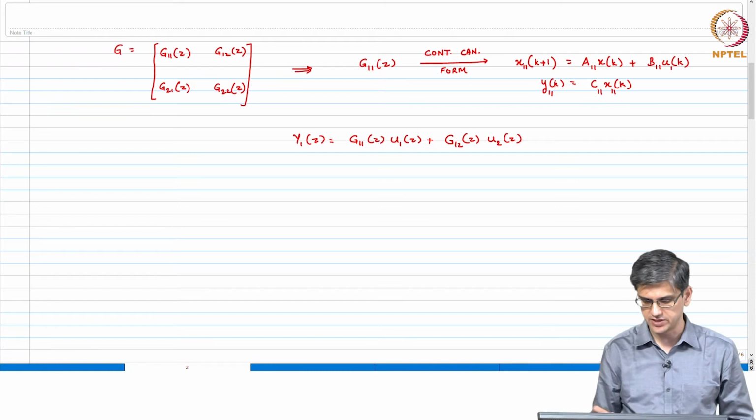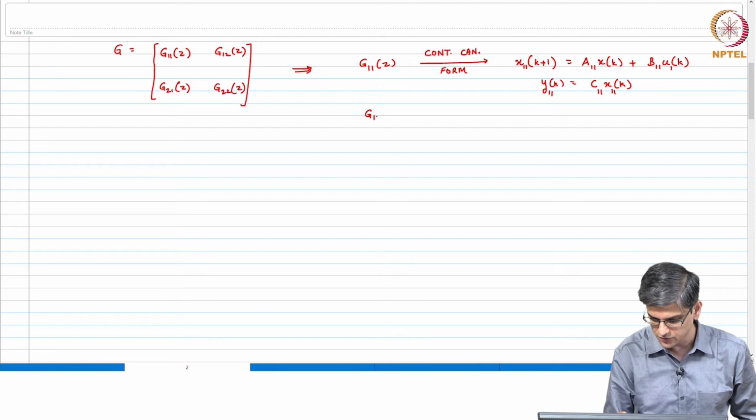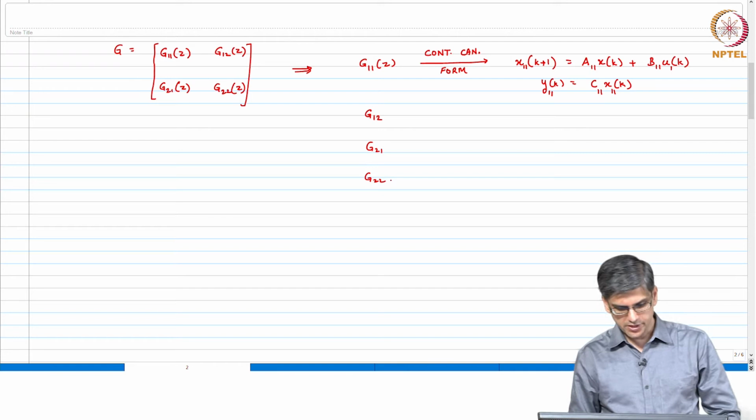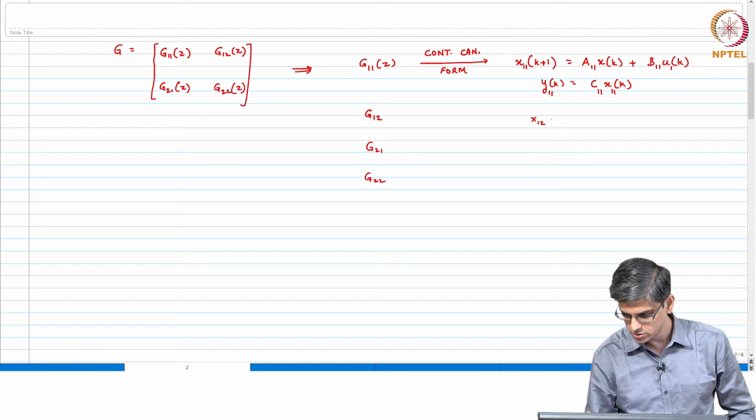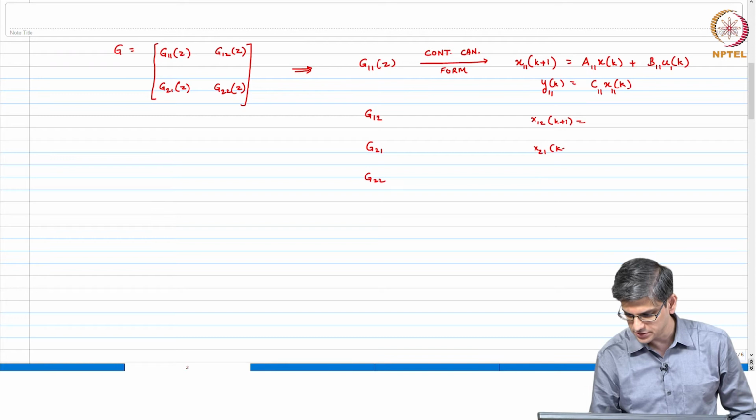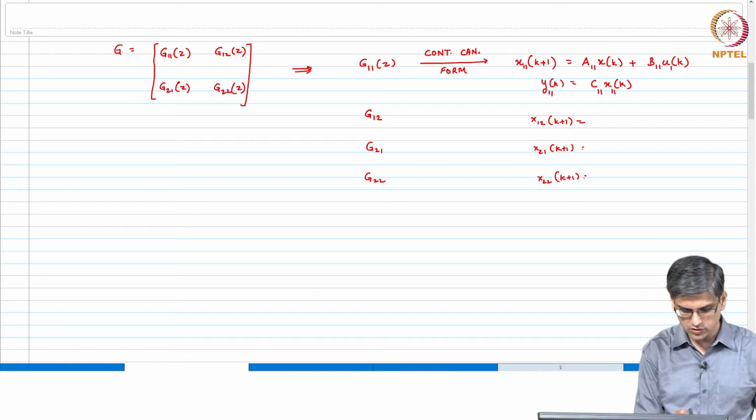Likewise we will do this for G12, G21 and G22, and we will get this in terms of x12(k+1) equal to right hand side, x21(k+1) equal to right hand side, x22(k+1) equal to right hand side. We will now define our overall x.